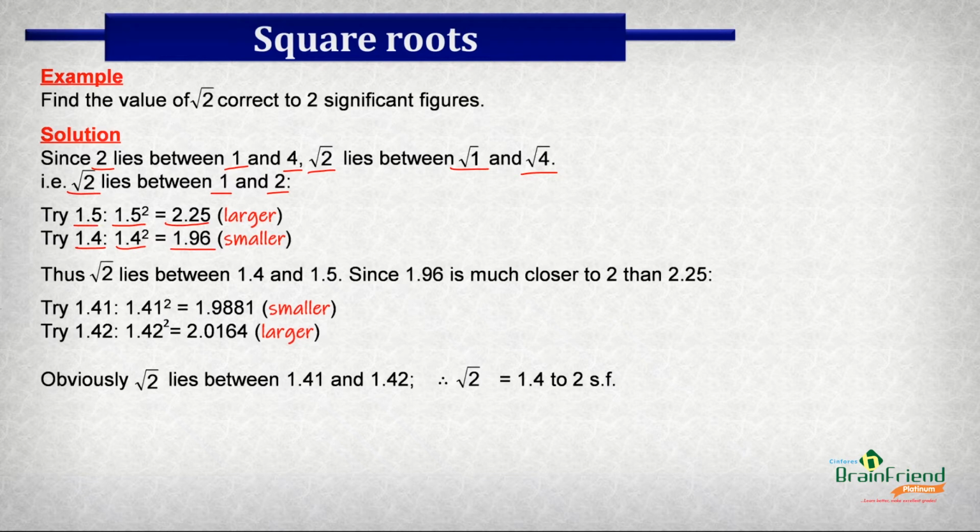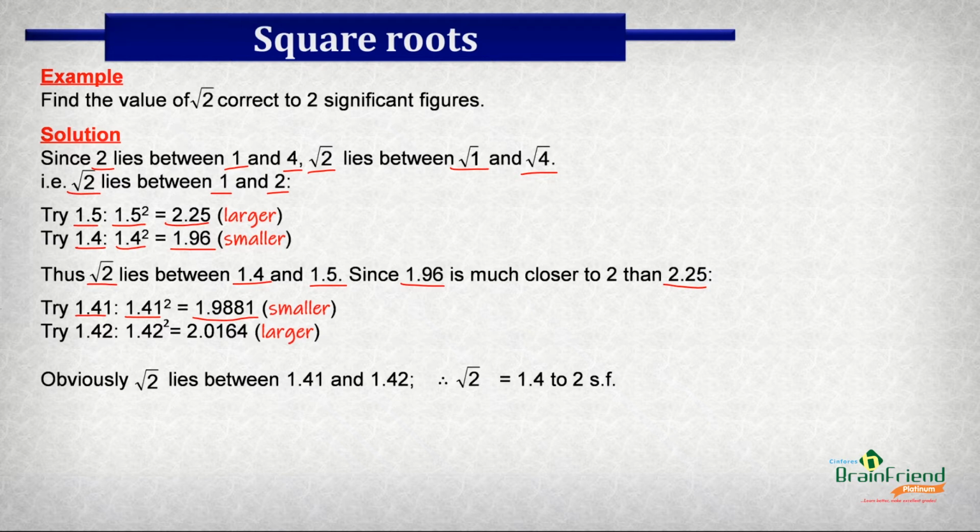Now, this is a little lower than 2. Now, since root 2 lies between 1.4 and 1.5, the value 1.96 is much closer to 2 than 2.25. So let's go with 1.96. To the next digit, we are going to leave the first digit after our decimal and we move on to the next digit. So we try 1.41. 1.41 multiplied by 1.41 gives us 1.9881. Of course, this is still smaller than our desired value 2.